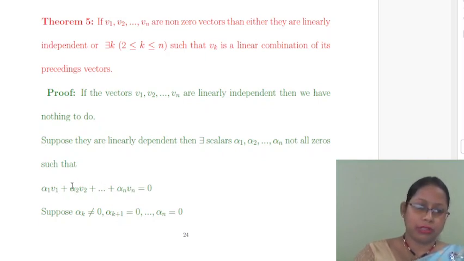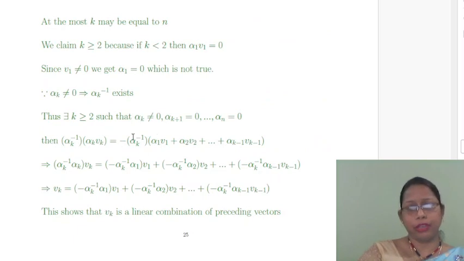Then bring all the terms, alpha 1 b1 up to alpha k minus 1 b k minus 1, to the right hand side. Then pre-multiply by alpha k inverse, and I will get this equation. Again, after calculation, I will get bk equal to this. This shows that bk is a linear combination of its preceding vectors, hence the theorem.